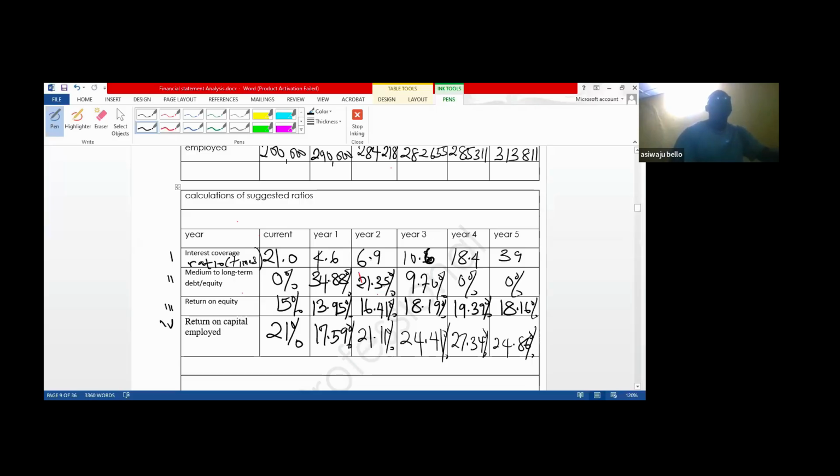In year 1 also, the company's gearing ratio will rise. Return on equity will fall. Return on shareholders' capital employed will also fall. The major problem is year 1. The major implication is in year one.